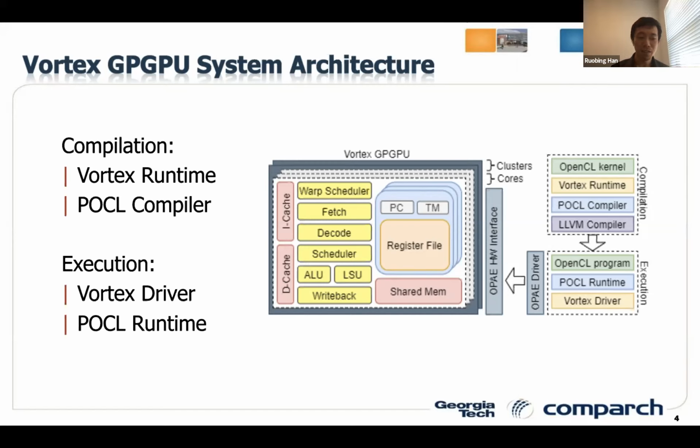For execution, we need to provide a Vortex driver for the POCL runtime. To integrate a new device into POCL, we have to implement some basic operations like memory copy, memory allocation, kernel launch, and so on, and put all those functions into the Vortex driver library. So finally, at execution time, POCL can interact with the Vortex backend device with the Vortex driver library we provide.